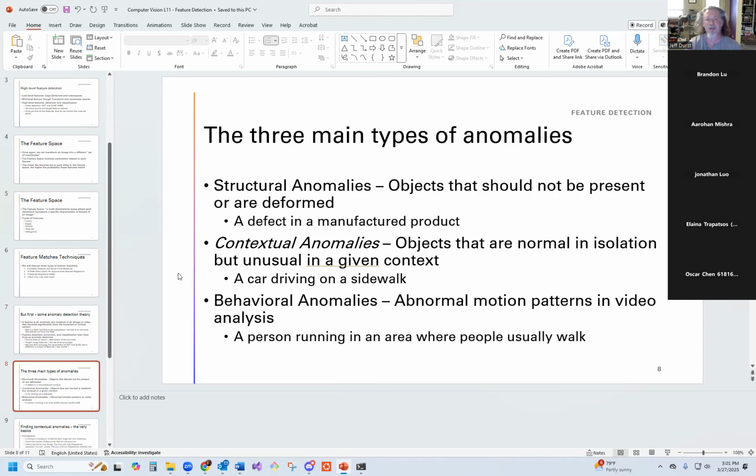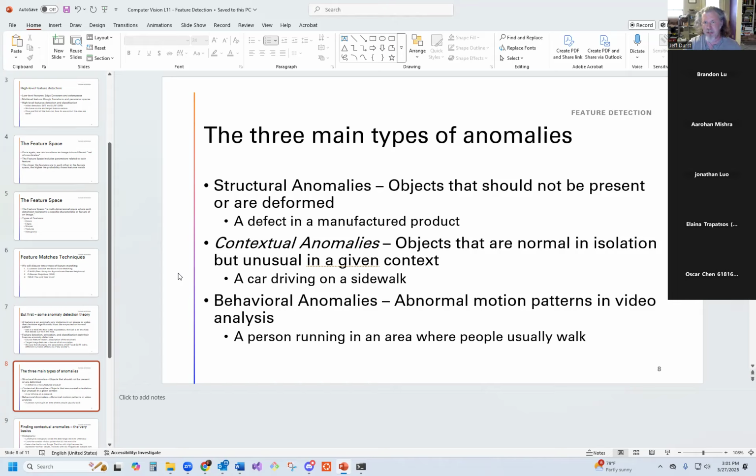So to expand on this topic, there's this idea that within computer vision, we can say there are three main types of anomalies. So three things we want to find when we're doing computer vision. So there's this idea of a structural anomaly, which is essentially either a structure in an image or a form of a structure that really shouldn't be there.